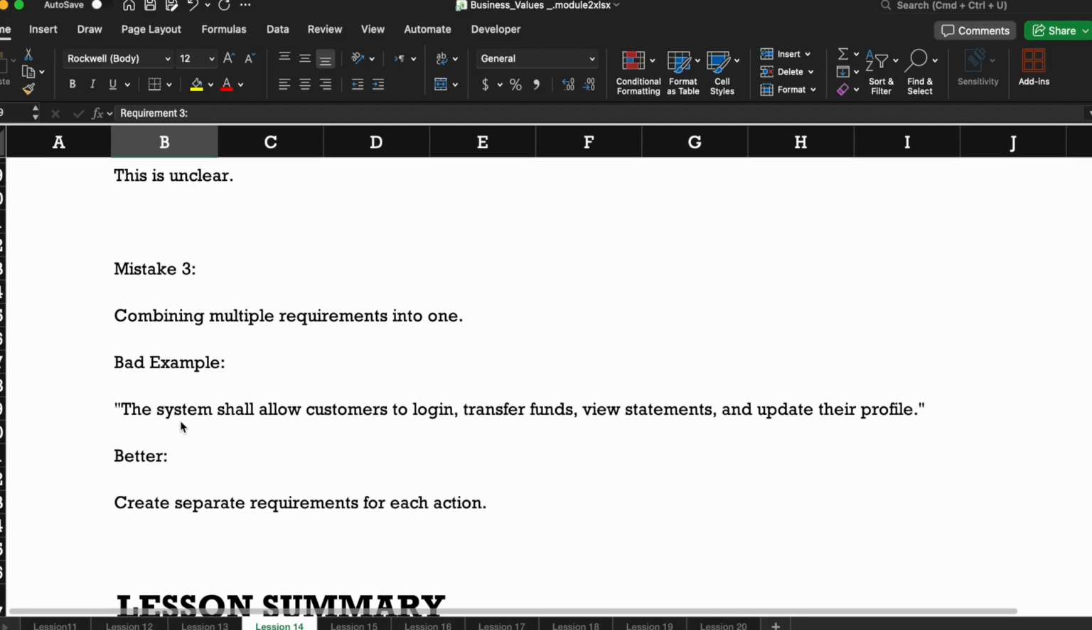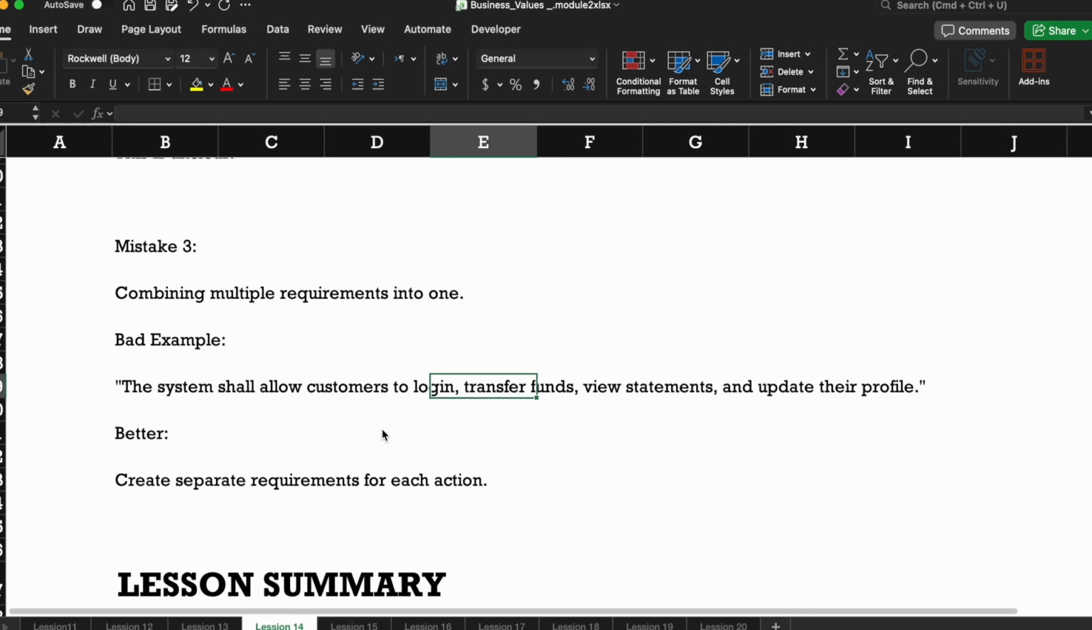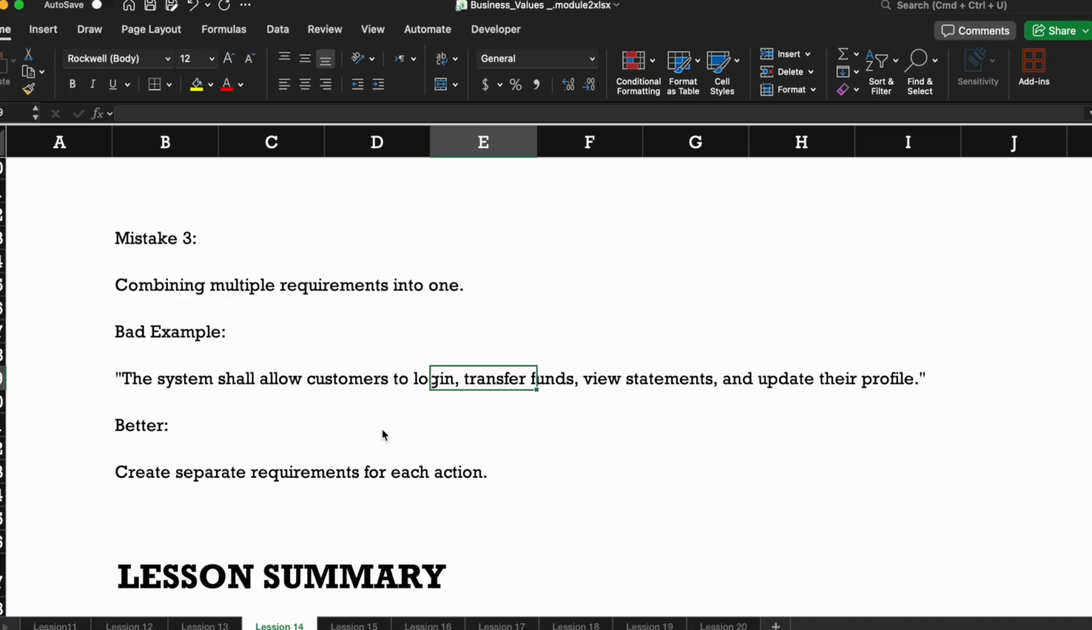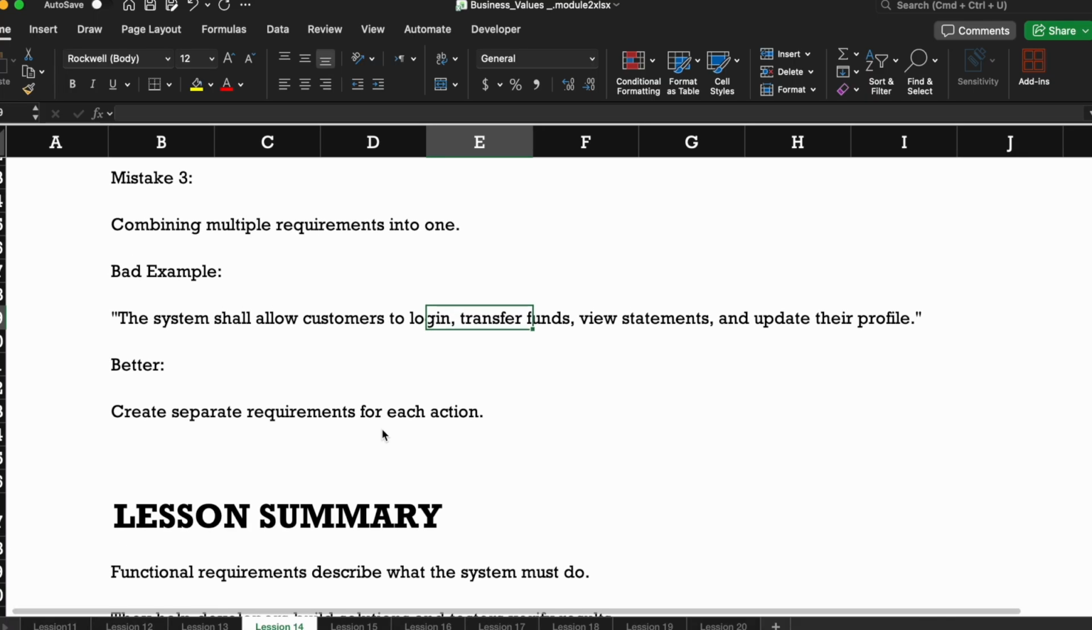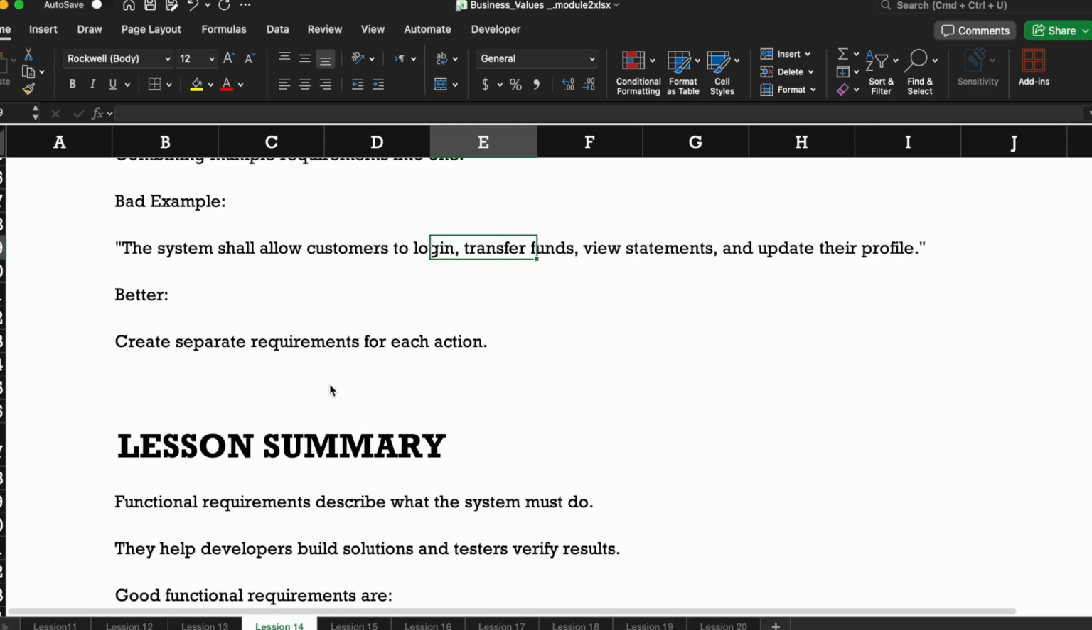Mistake number 3: combining multiple requirements into one. Bad example: the system shall allow customers to log in, transfer funds, view statements, and update their profile. These are multiple features and functionalities, so do not do this. You have to break it down, because we have to program our code differently, separately. These are different functionalities, so better create a separate requirement for each.